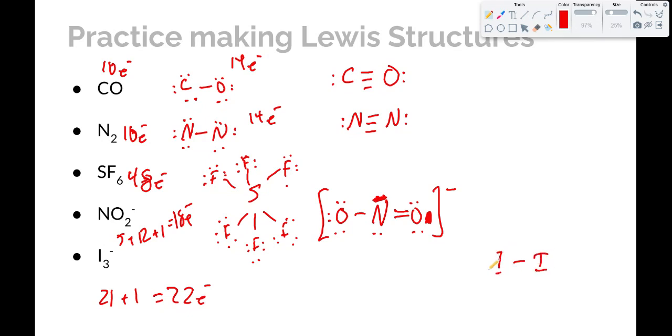Okay, let's make our skeleton. Put I in the middle, I on the outsides. No other way to do it. And then fill octets, 2, 4, 6, 8, 10, 12, 14, 16, 18, 20 electrons, which is too few electrons. We need another pair. We'll put it on the central atom, and there's our structure. It's an ion. We'll enclose it in brackets and put the charge.